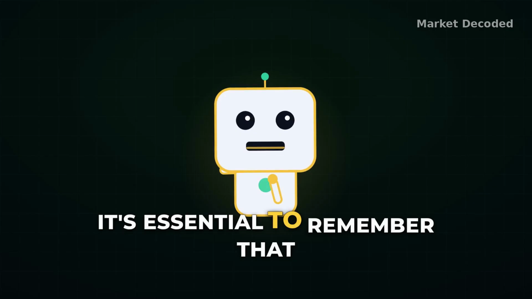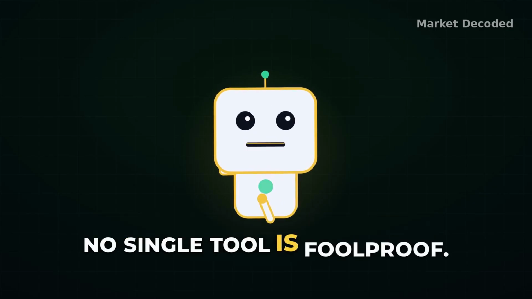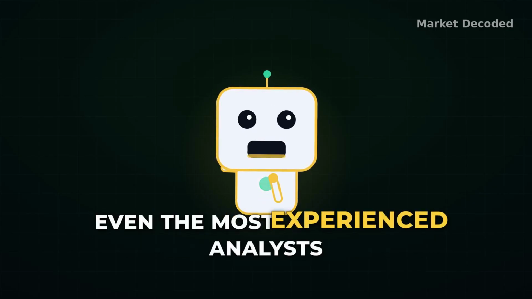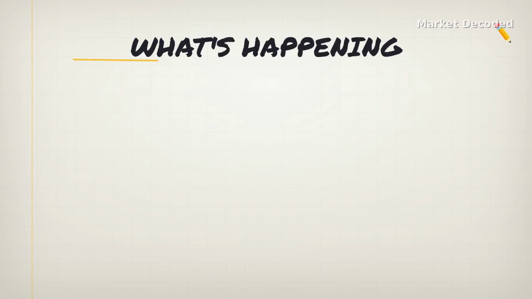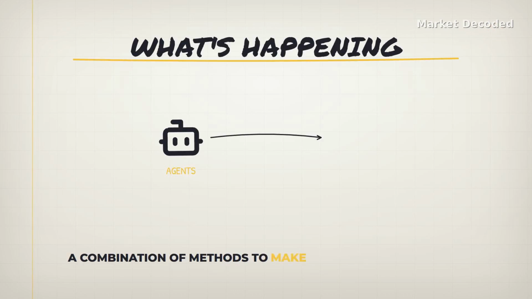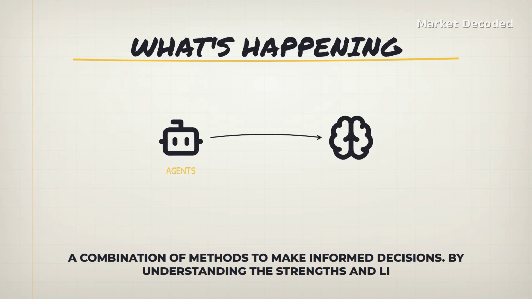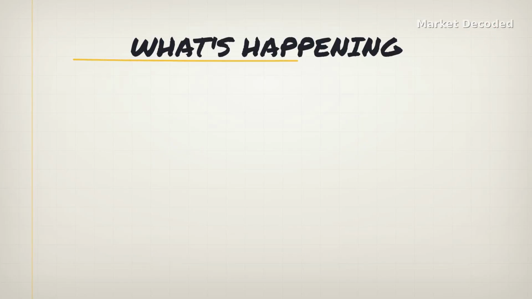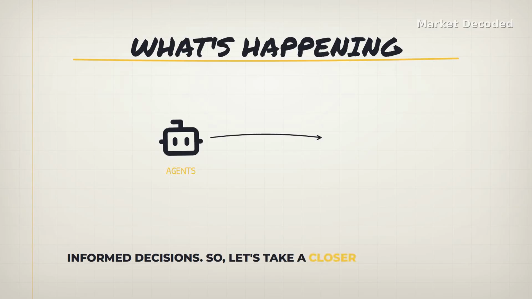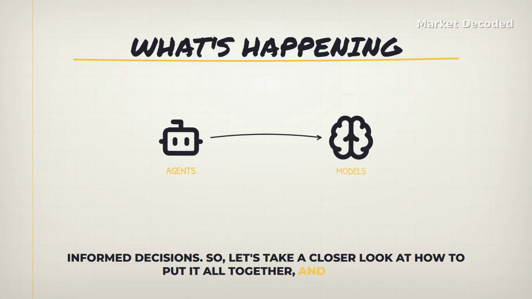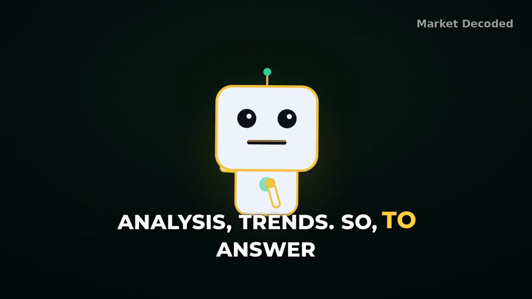And it's essential to remember that no single tool is foolproof. Even the most experienced analysts use a combination of methods to make informed decisions. By understanding the strengths and limitations of candlestick charts, you can use them more effectively and make more informed decisions. So, let's take a closer look at how to put it all together, and that's what we'll explore in the next part. Vocabulary: sentiment, indicators, fundamental, analysis, trends.